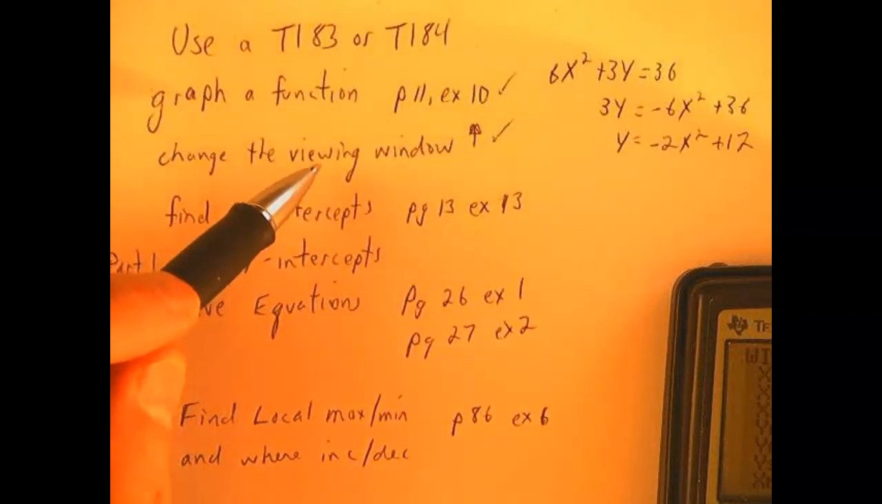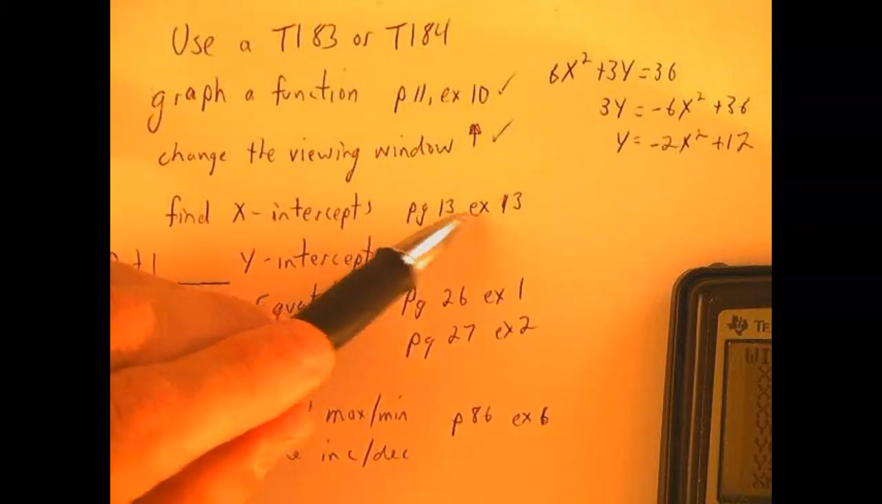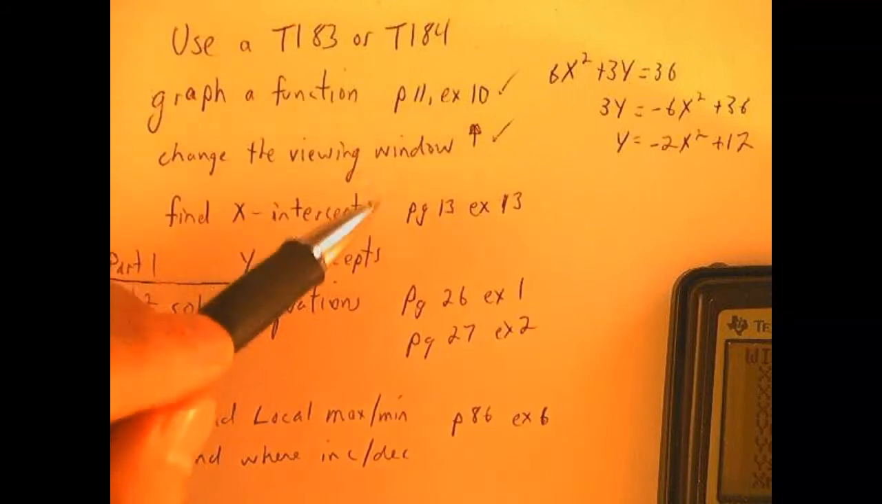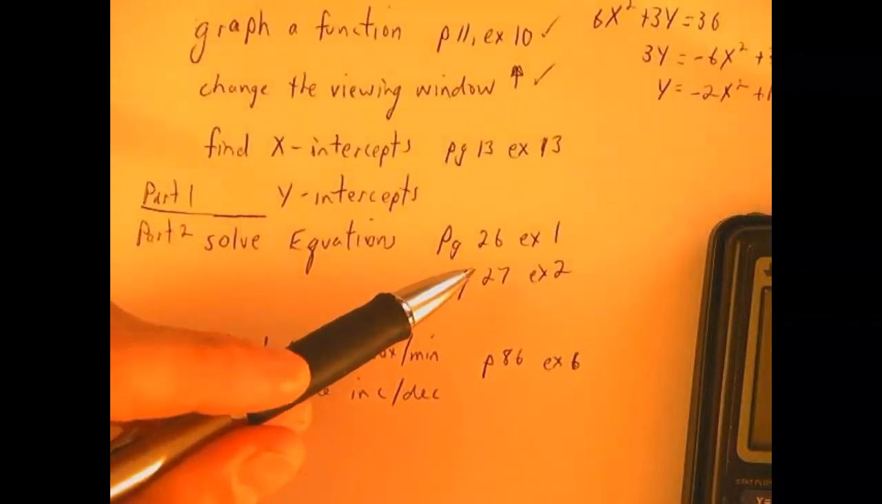Also change the viewing window a little bit. Finding intercepts will be on page 13, example 13. We're also going to find the intercepts of the first one that we graphed, by the way. We're going to learn how to solve equations on page 26 and 27. There's a couple of good examples.